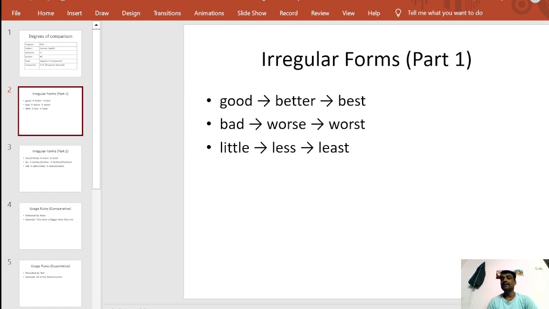These are right. Especially we know very well about the word good. The comparative degree is better and the superlative degree is best. The same thing is true in case of exactly the opposite word of good, that is bad: the comparative degree is worse and the superlative degree is worst. Little, less, least; much, more, most. All these are different kinds of irregular forms.